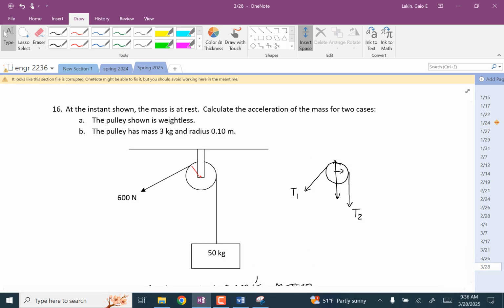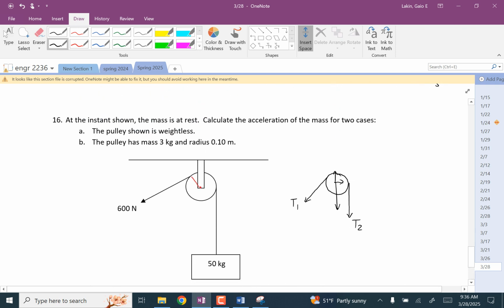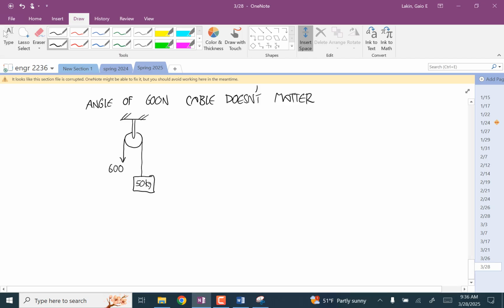And I'm going to do part B. Anybody want me to do part A? It doesn't take very long. So I'm going to do it now where we're treating the pulley as having size and mass. So I'm going to start out with the rigid body analysis of the pulley.